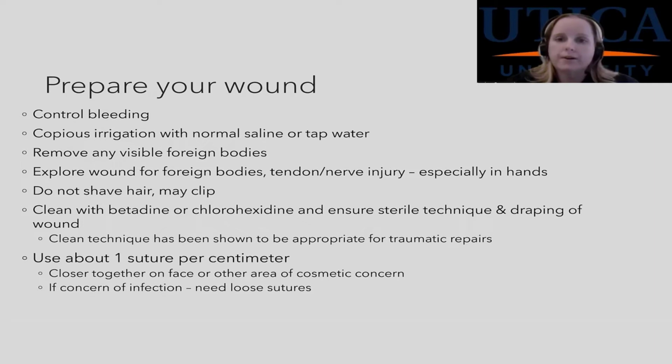Tendons are going to look white and thin. They're very white and shiny, almost like a white rubber band, very shiny. And a nerve looks like a white string, very, very tiny, super tiny. The tendons are a little bit bigger, but the nerve is super, super tiny. And if you ever suspect a nerve injury or tendon injury in the hand, you refer it. You're going to put loose sutures in it and put them on antibiotics and refer it. Always.